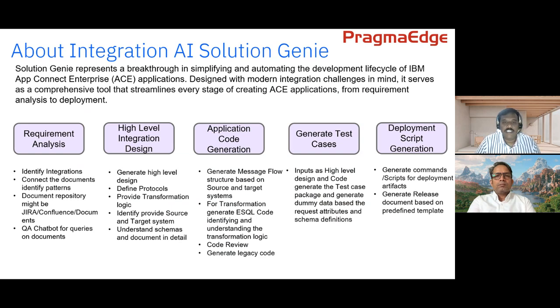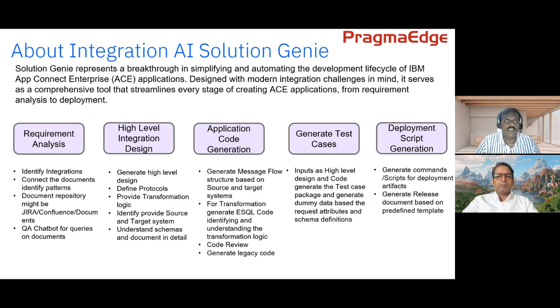Next comes application code generation. This is the crucial part for the developers. Now, I'm not saying it will generate 100% of the code; with our experience, it generates 60 to 70% accurate code. When I say code generation, it is not only generating the transformation logic, such as ESQL or JSON, it also generates the end-to-end message flow.